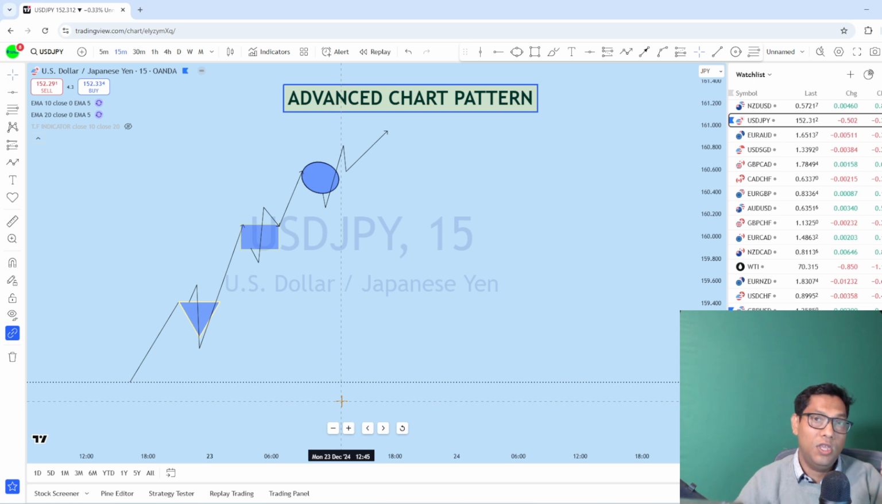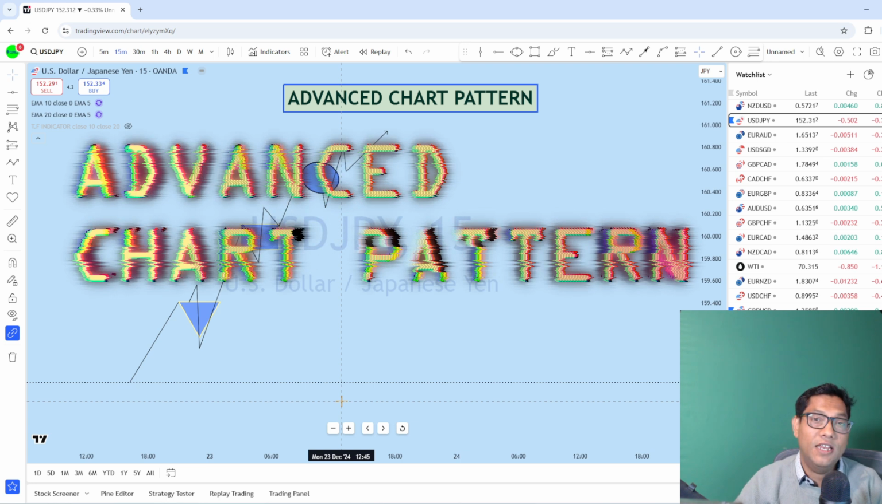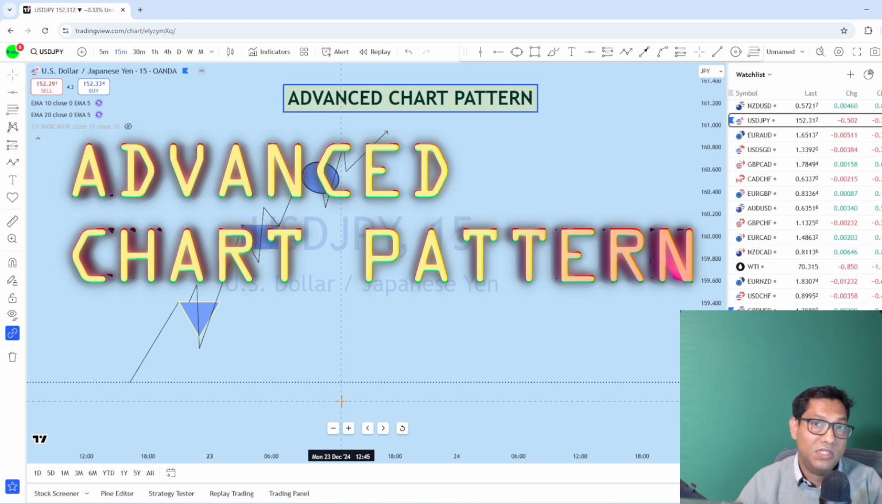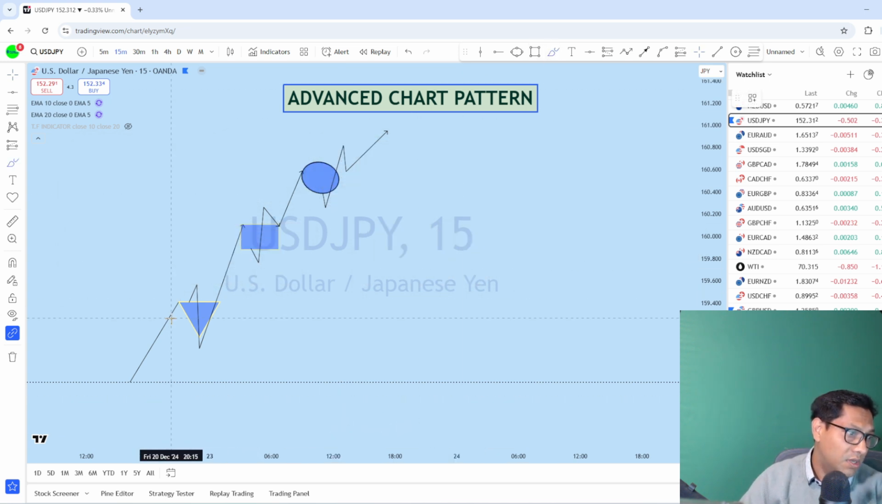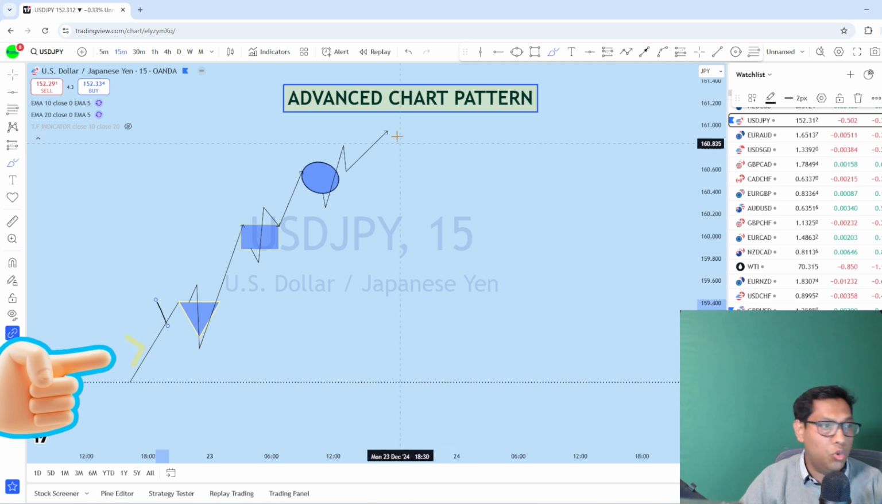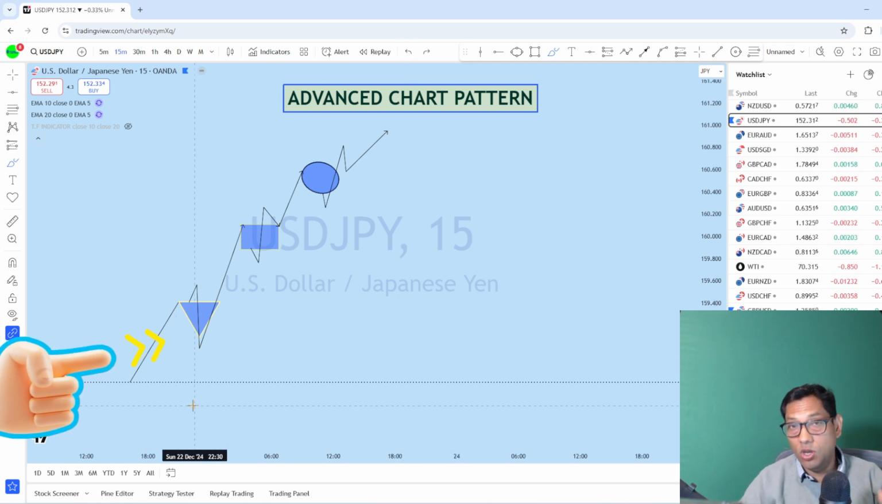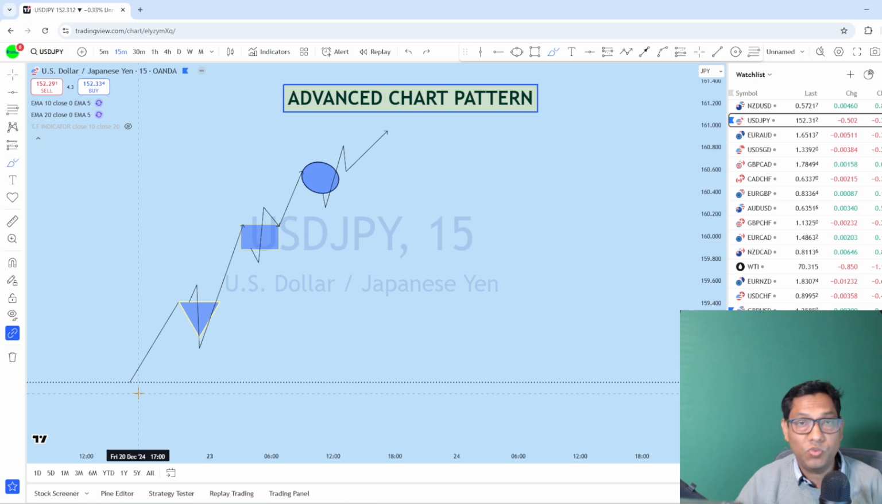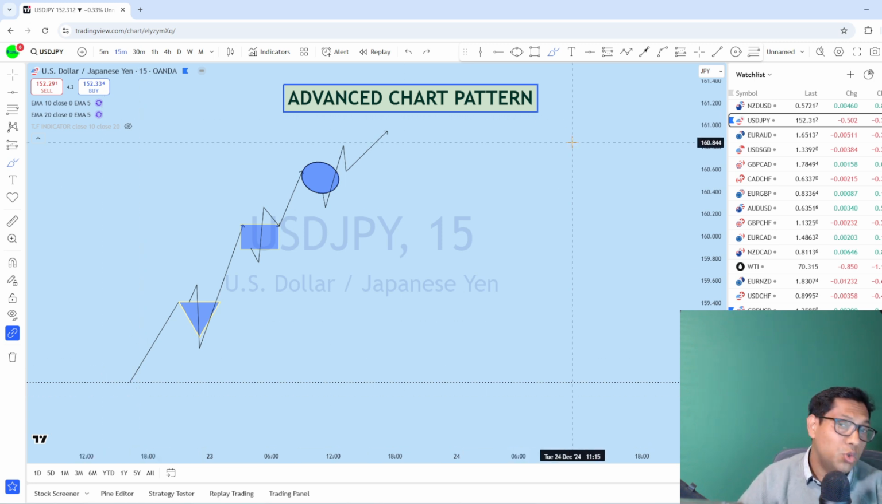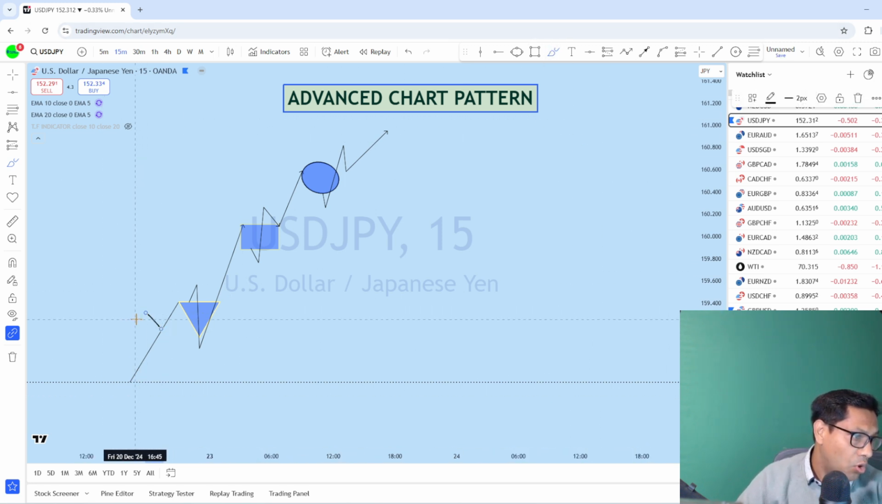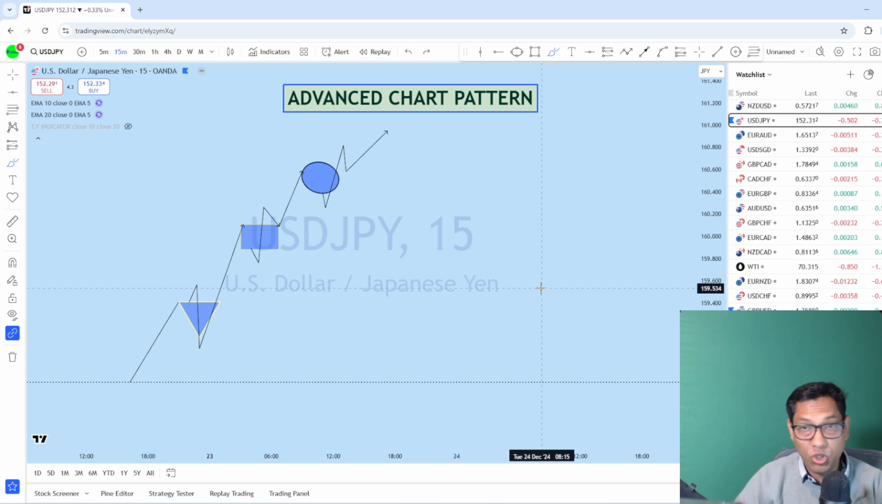Now that means the first step is to identify the pole of this trend. This is what I call the pole or the impulse. Without identifying where it comes from, the first step to identify the advanced pattern is to know where the pole or the impulse is. Once we can identify that pole or impulse, we know which way the market is heading. So step number one is to identify the pole or the impulse of that pattern.